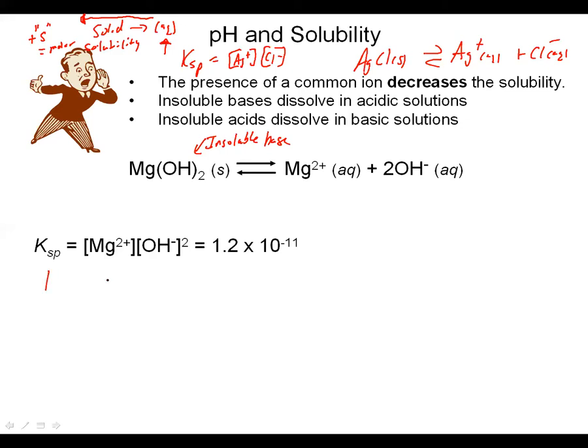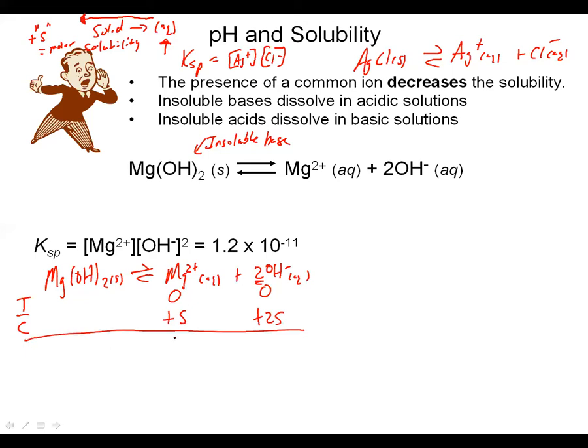If we take our magnesium hydroxide and our magnesium ion plus our two hydroxides, and if we did our ICE table here, this again would be 0, 0, just to refresh you on that. This would again be plus S and plus 2S. Remember, taking the coefficient into account, which means at equilibrium, we have S and 2S.